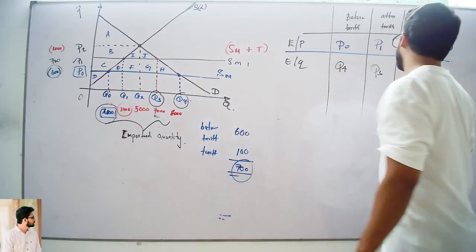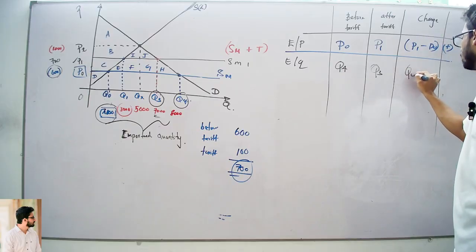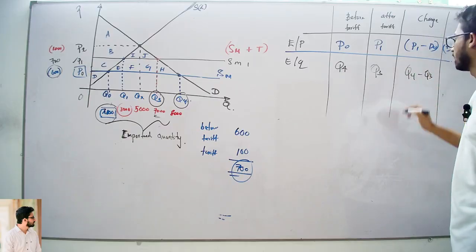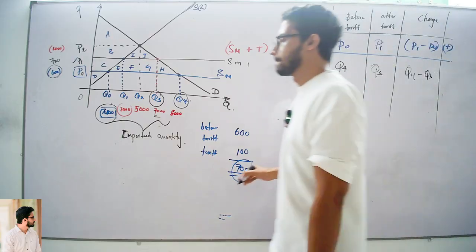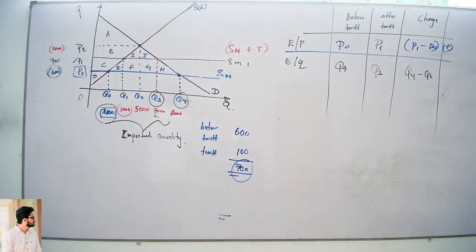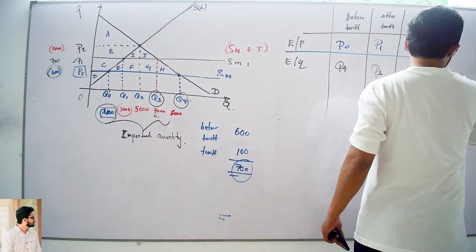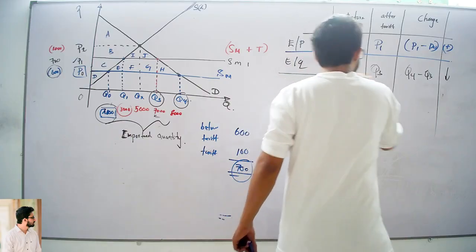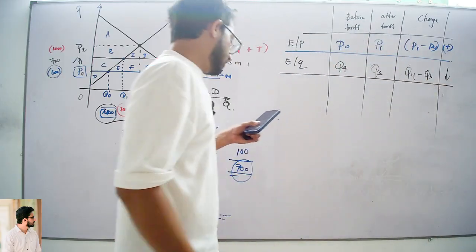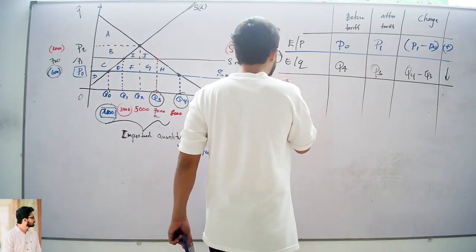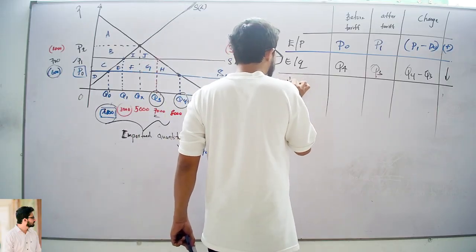What happens to the equilibrium quantity? The gap is Q4 to Q3. Tell me, has it increased or decreased? Decreased. Done. Now domestic production. Now you can answer.